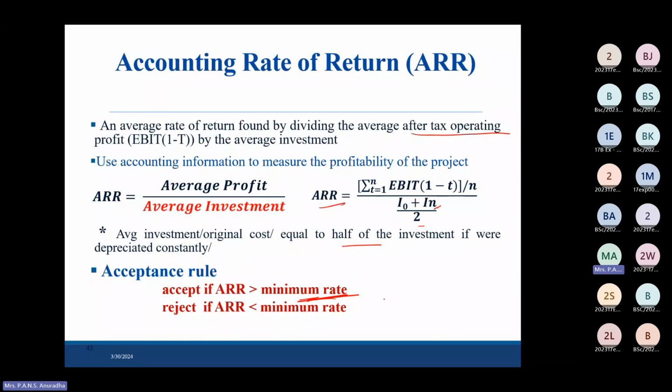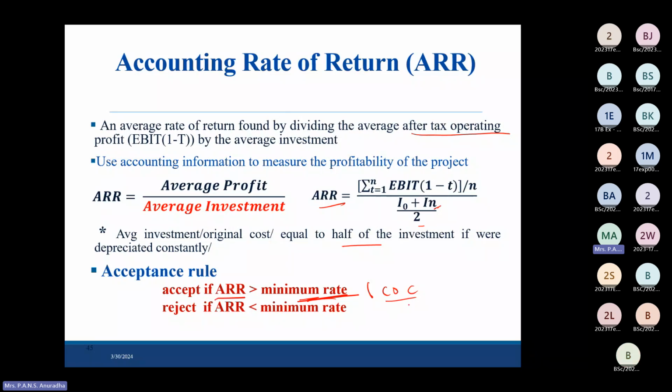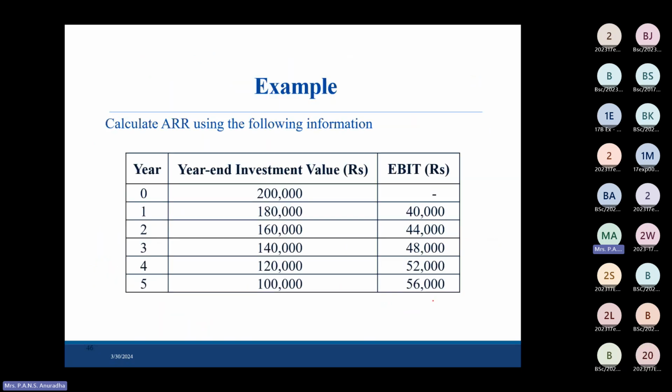But some companies use the cost of capital, the cost of capital of the company or of the project, as the benchmark, as the minimum. Then you can compare the accounting rate of return with the company or project cost of capital. If ARR is greater than the project cost of capital, you may accept. If ARR is less than the cost of capital, you can reject. So this is the decision rule. Let's see how to calculate this quickly with an example.